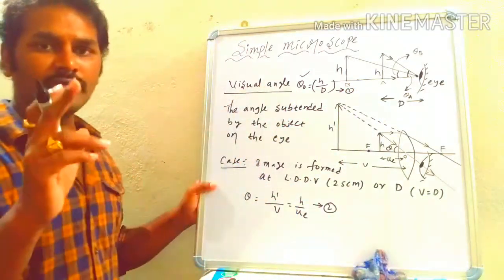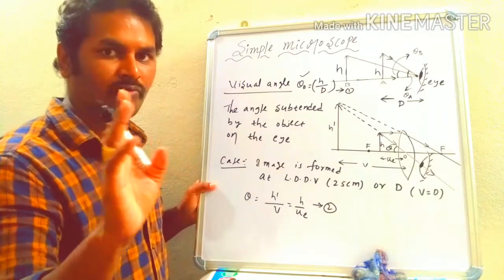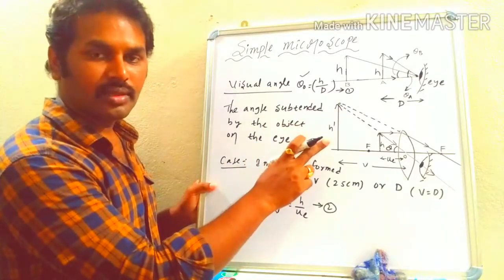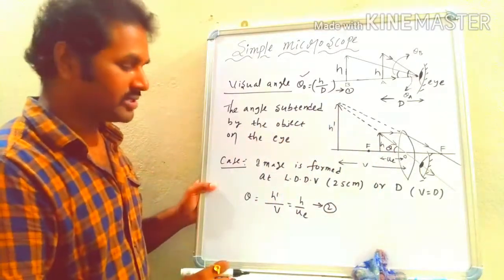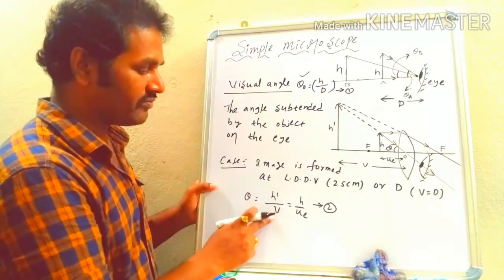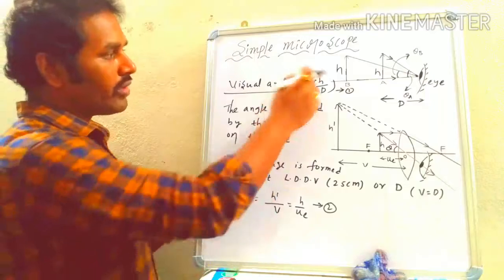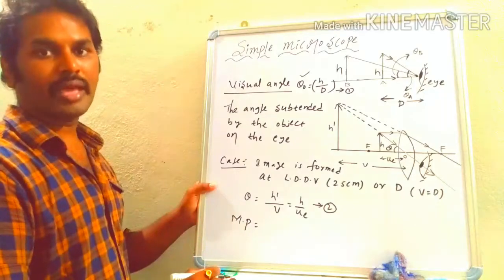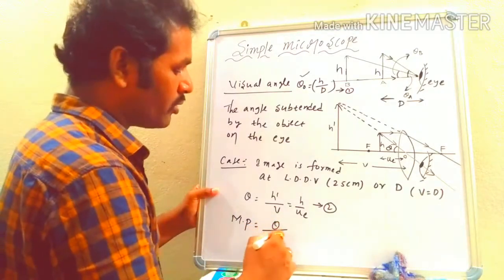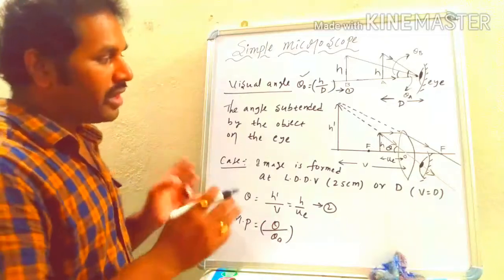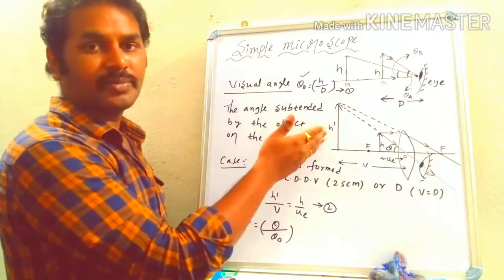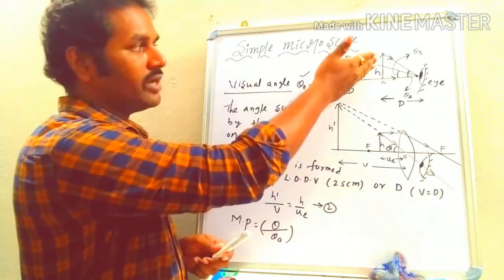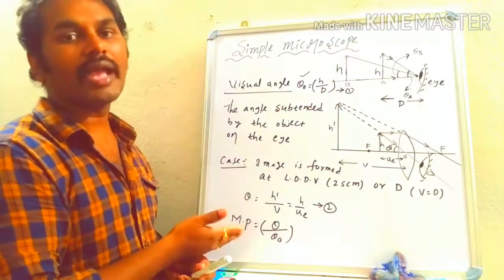What is theta naught? The visual angle without the simple microscope, without the convex lens. Theta is the visual angle for the same object with the help of the instrument. So theta is equal to h dash by V is equal to h by UE. If you divide these two to get the magnifying power, the angular magnification is equal to theta upon theta naught. So we are finding how many times the size of the object increases in the form of the image compared to the size of the object without the instrument, which is called the magnifying power.